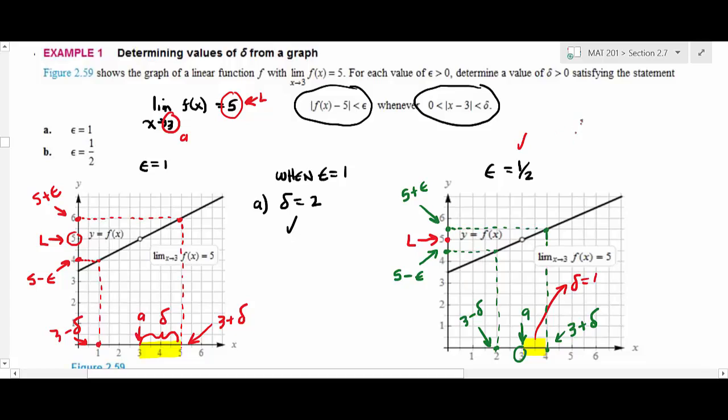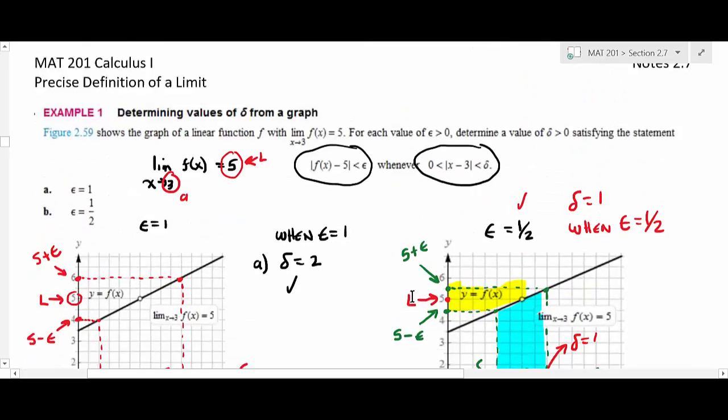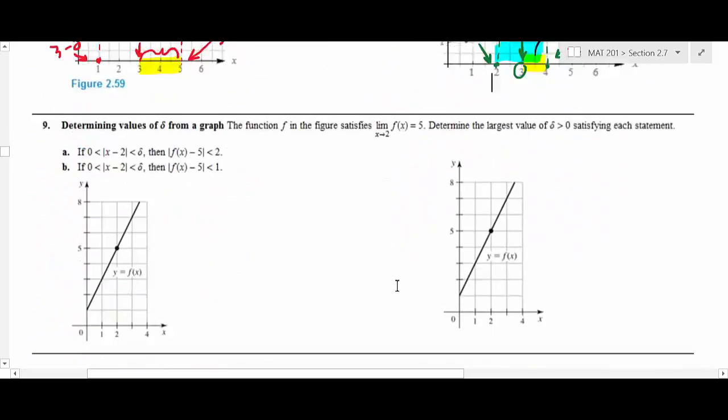Okay, so what we conclude is delta is equal to 1 when epsilon is equal to 1/2. So as epsilon gets smaller, we're still going to be able to find a positive number delta that will fit within that. What we have is kind of a belt here. This part gives you the epsilon belt, and this part gives you the delta belt. So no matter what that epsilon belt is, you should be able to find a delta belt within those values. That's how that activity should help you begin to understand the definition of a limit.